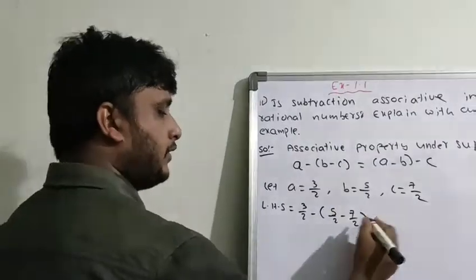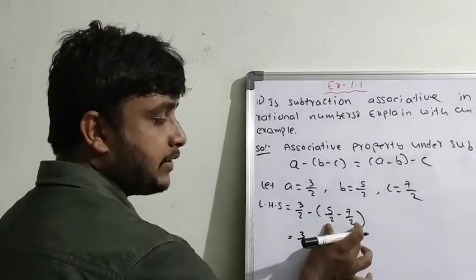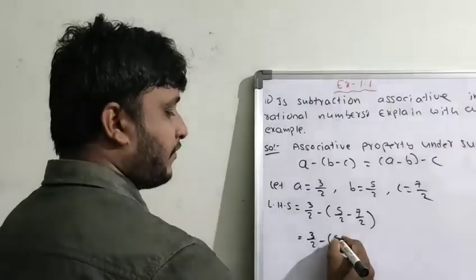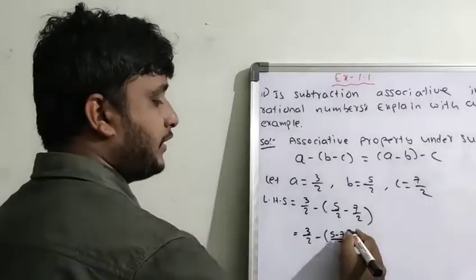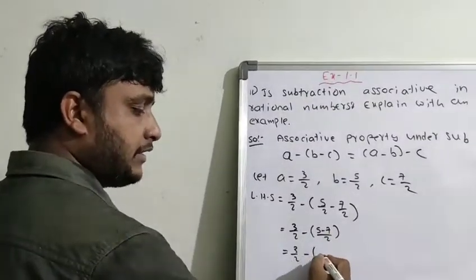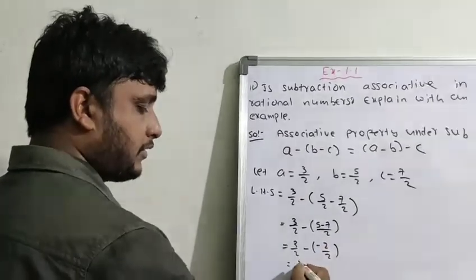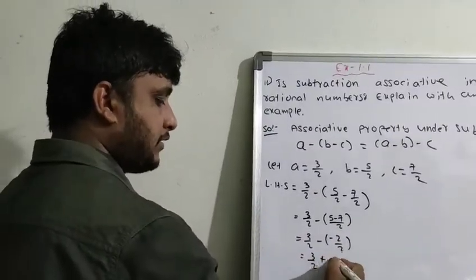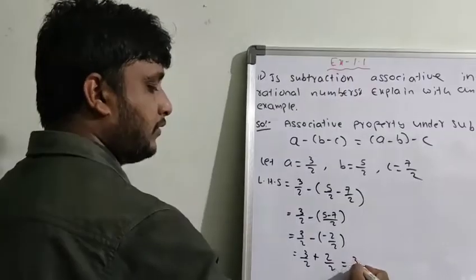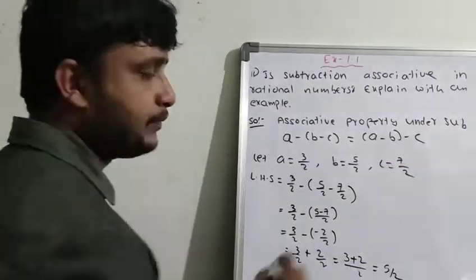Now, from this 3 by 2, first you have to solve the inside of the bracket. So 5 minus 7 by 2. 5 minus 7 is nothing but minus 2 by 2. So don't cancel. 3 by 2 minus of minus 2 by 2 becomes 3 by 2 plus 2 by 2, that is 5 by 2.